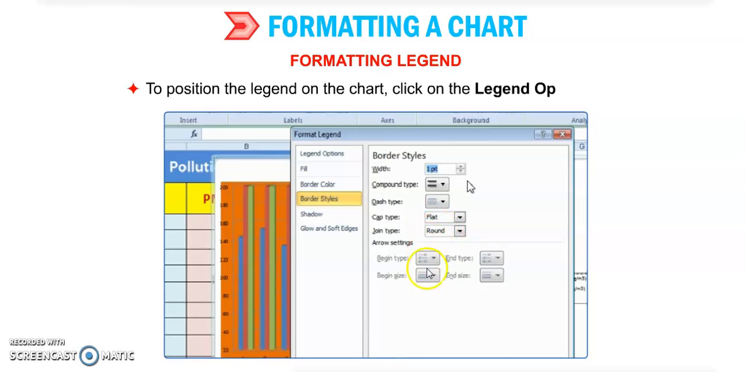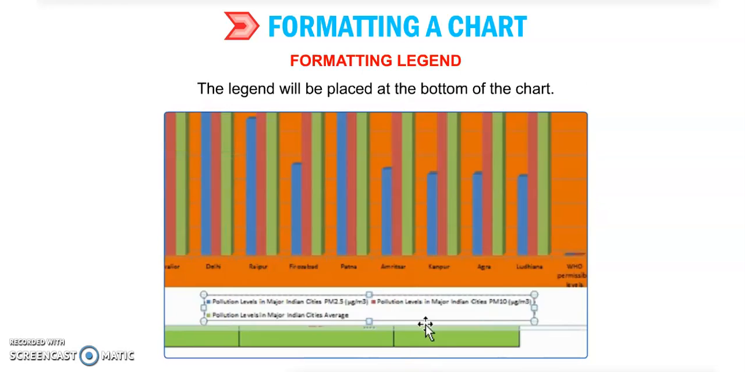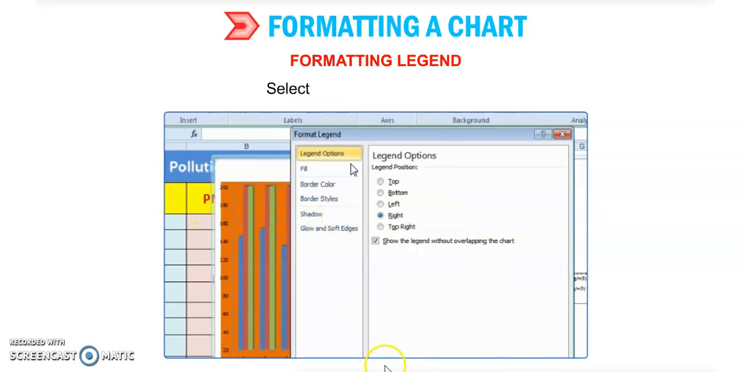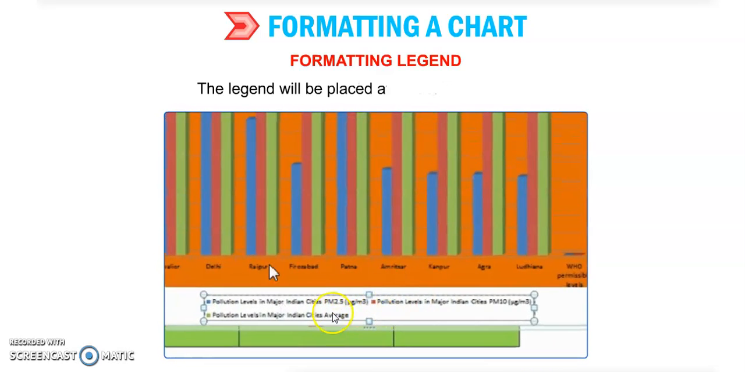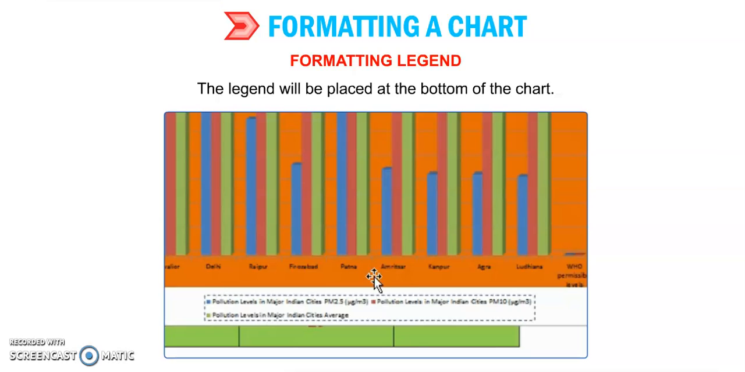To position the legend on the chart, click on the Legend Options tab, and next select the Bottom radio button, then click on Close. You can see the legend is coming at the bottom of the chart, and the required changes are also done.